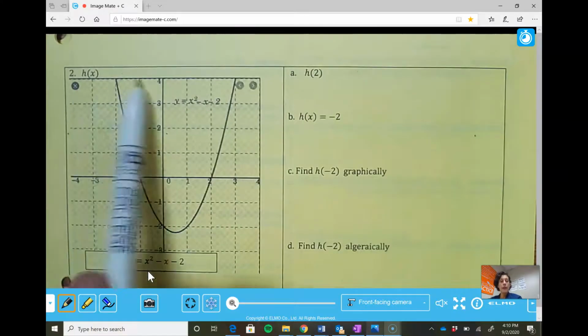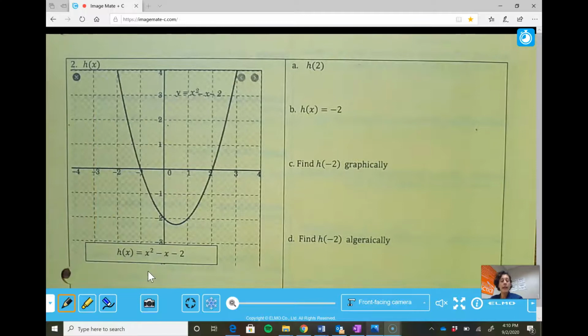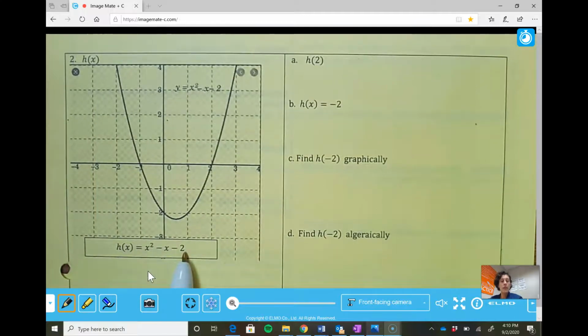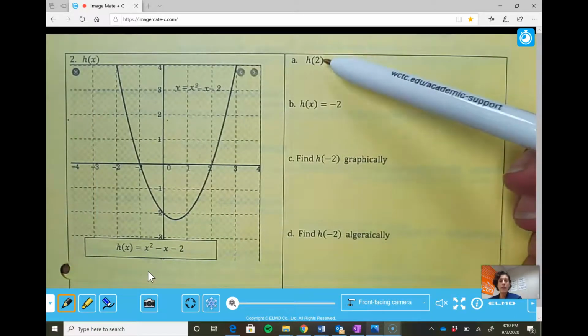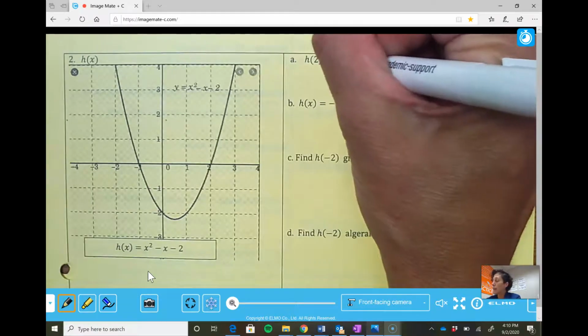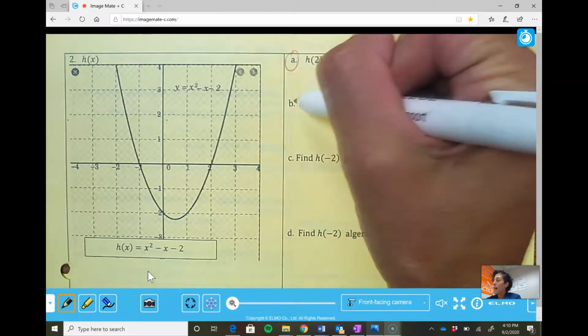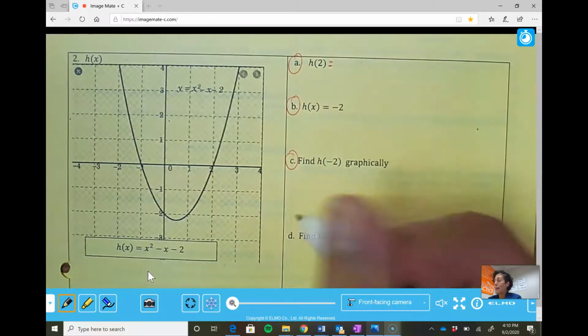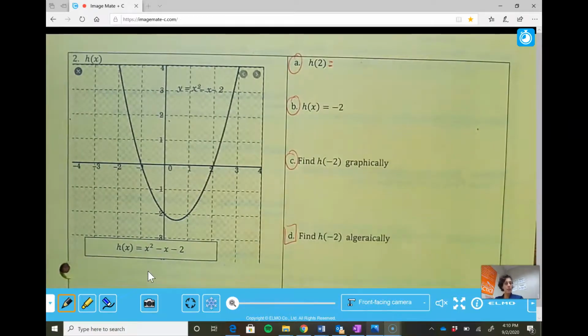So use this graph. This is h of x, all right? And here's the equation that goes with it, and just use the graph to answer these questions. I should have put a little equal sign here, and I didn't. And I think this will be fine, and this will be fine, and this will be fine. And this one might give you some questions. So if it does, we'll definitely have time to ask that in class.